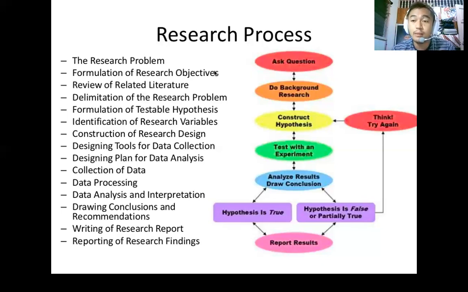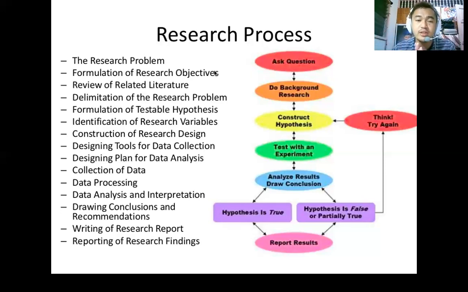Next is the delimitation of the research problem. When we speak of the delimitation of your research problem, what are your scope and limitation? What is the scope or the coverage of your research work, and where is it bounded? Okay, what is the limit of your research work? Until when or until where does it still cover your research topic? You have to identify that so that you will only be bounded by that delimitation.